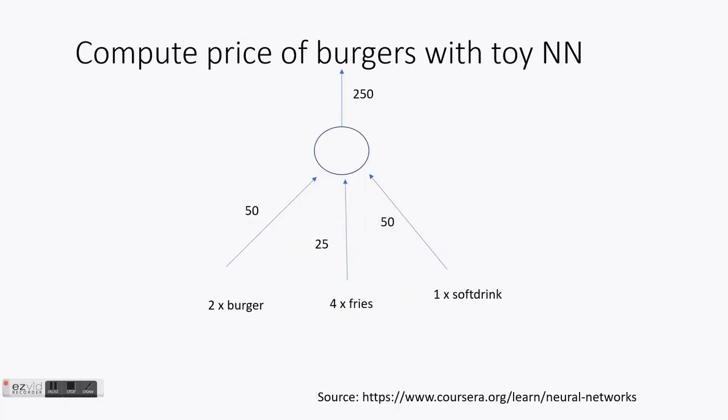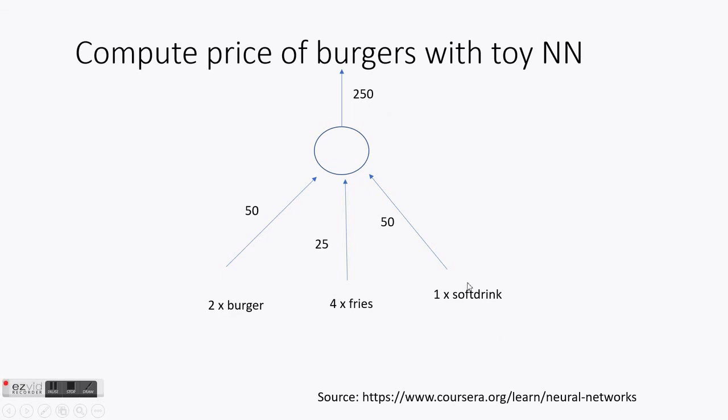To illustrate how the neural network works, let us take a simple example. Let us assume that we are going to some fast food restaurant and we order 2 burgers, 4 packets of French fries, and 1 soft drink. And the shopkeeper tells us the total price, which is 250 rupees, but he does not tell us the price of these individual items.